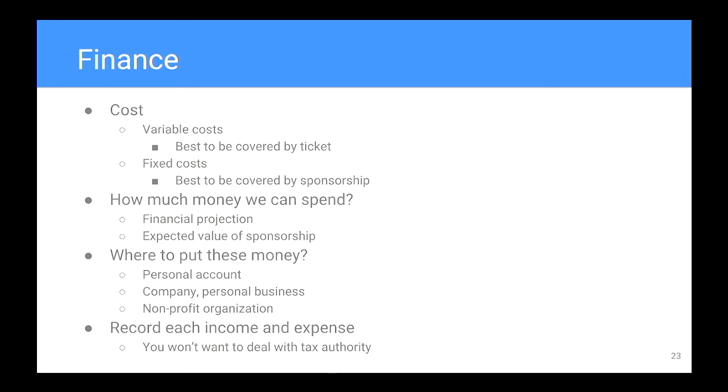Also, if it is the first time, you need to think about where to put the money. The worst case is using your personal account. You probably don't really want to do that. But if you do, please remember to record each income and expense, because you probably don't want to deal with the tax authority in the next year. It would be best if you can have a non-profit organization to handle all of those things. Or it probably is not so easy to set up a non-profit organization in your country. So you can try to collaborate with a company, which is why we need to seek co-organizers. Or you can just set up your own business for this conference. You need to think about that. And either way you go, you should record each income and expense carefully.